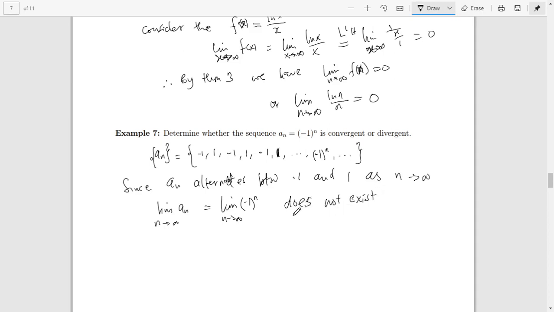So what does that tell us about the convergence or divergence of the sequence? Since the limit does not exist, the sequence is divergent. The sequence is only convergent when the limit of the nth term is a finite number. We'll look at more examples on this in the next video.